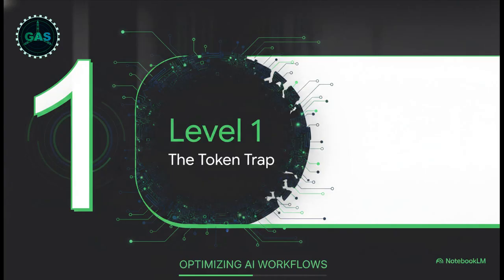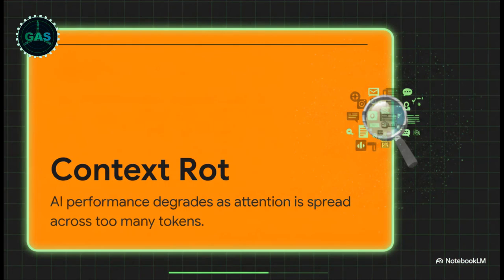Which brings us to level 1, the token trap. We need to talk about a really critical concept here: context rot, or what some developers playfully but accurately call AI dementia. As you bloat the context window with huge files, long chat histories, and heavy tool definitions, the model's attention gets spread dangerously thin. It gets distracted. It starts to forget earlier instructions, gives vague answers, and even hallucinates or contradicts itself. You are quite literally paying more for a noticeably worse output.